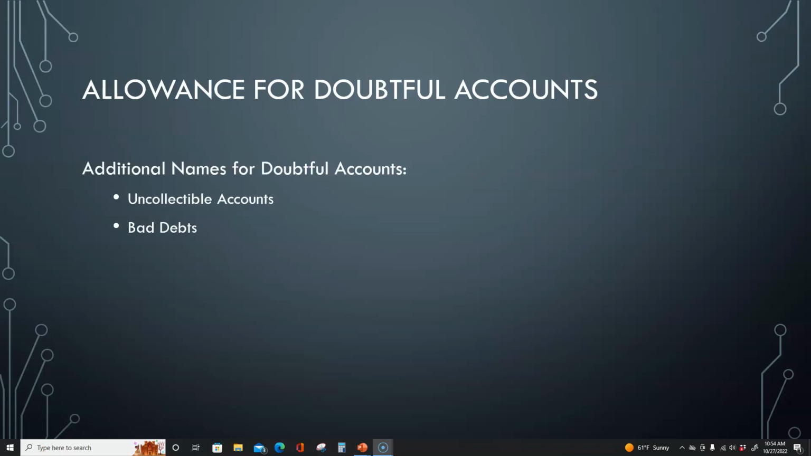The allowance for doubtful accounts has multiple names. So if you see the term doubtful accounts, uncollectible accounts, or bad debts, it means the same thing. So it'll be called allowance for doubtful accounts, allowance for uncollectible accounts, or allowance for bad debts. There's always going to be an expense tied to this as well, and you'll see the same three names applied to the expense as well.